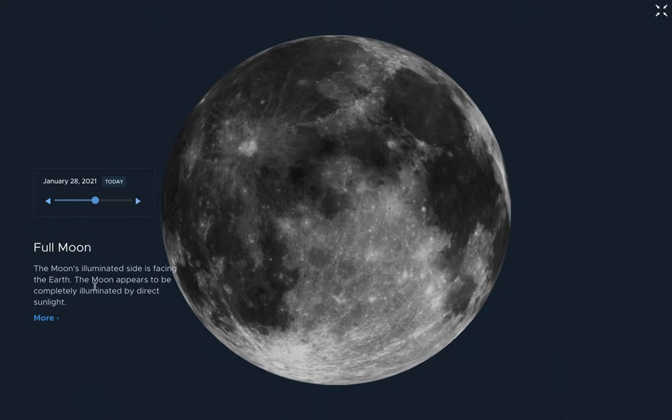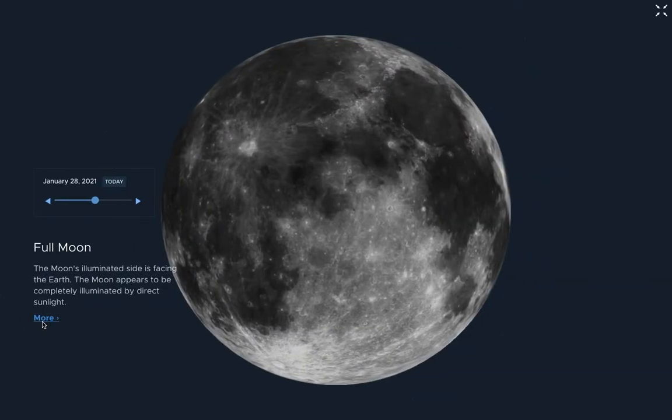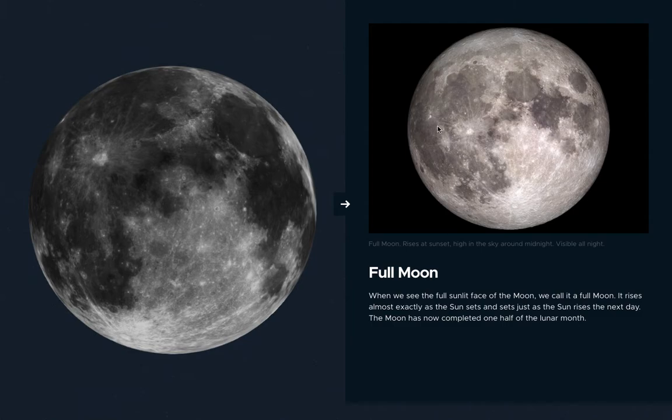The moon's illuminated side is facing the earth. So look, here's the illuminated side of the full moon, and it's facing us. So that's what we're looking at. So we see a full moon. When we see the full sunlit face of the moon, we call it a full moon.